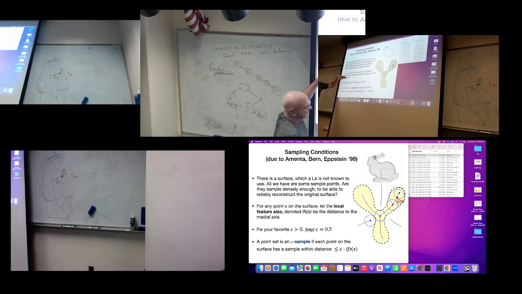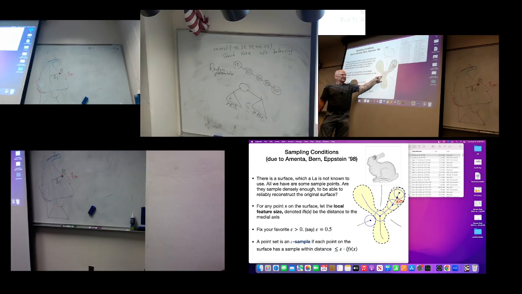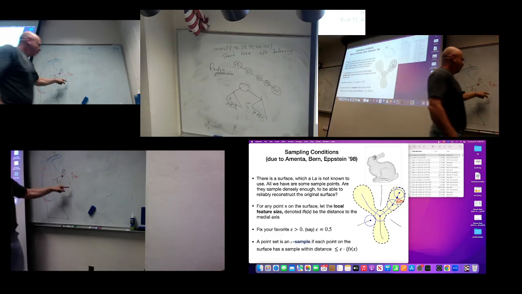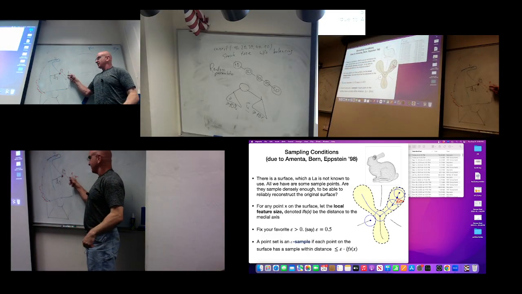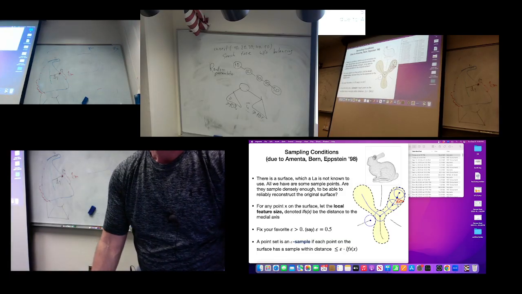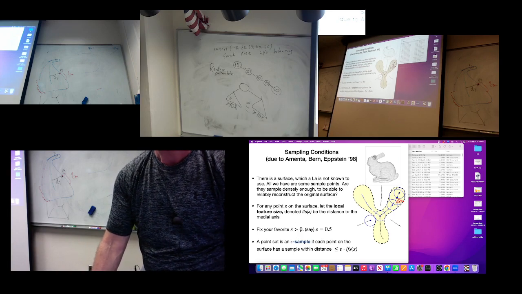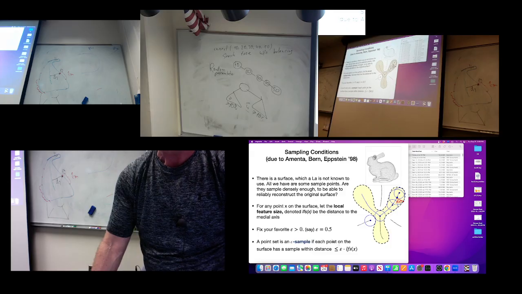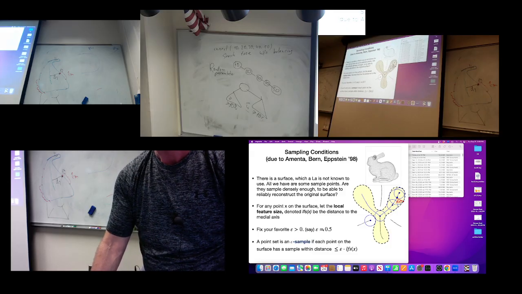And that suggests that the sampling distance should be somehow proportional to the local feature size. Instead of 1 centimeter, let's decide that for every point on the boundary, I'll check. Of course, I don't know the boundary, but if I did, you would let me know the local feature size, and I'll decide that you don't walk 1 centimeter, you walk 1 centimeter times your local feature size. That sounds reasonable. So you give me epsilon. We'll see that epsilon equal 0.3 works very well in practice.